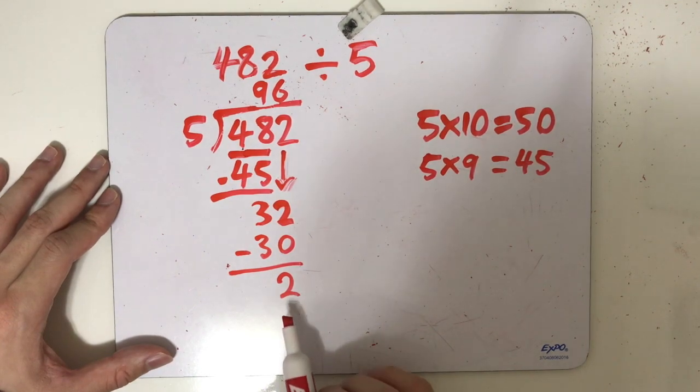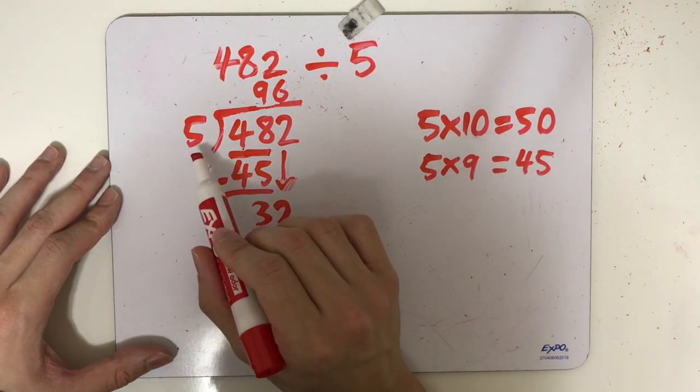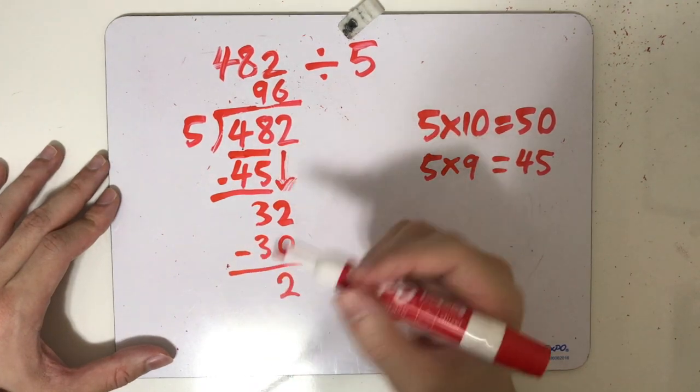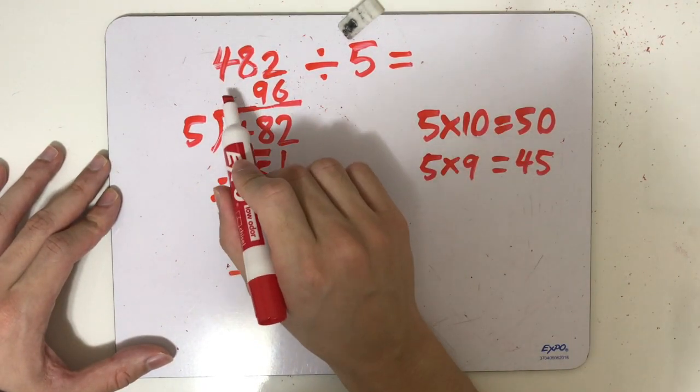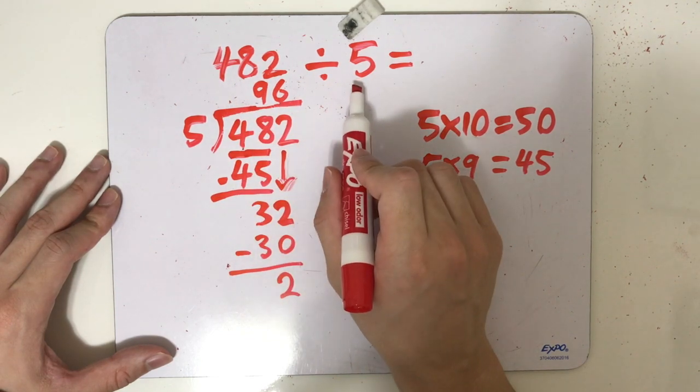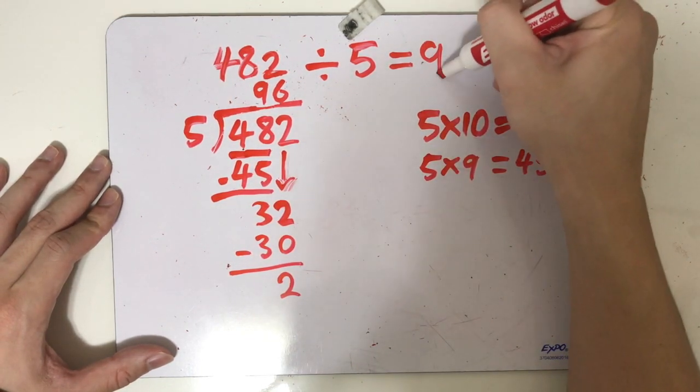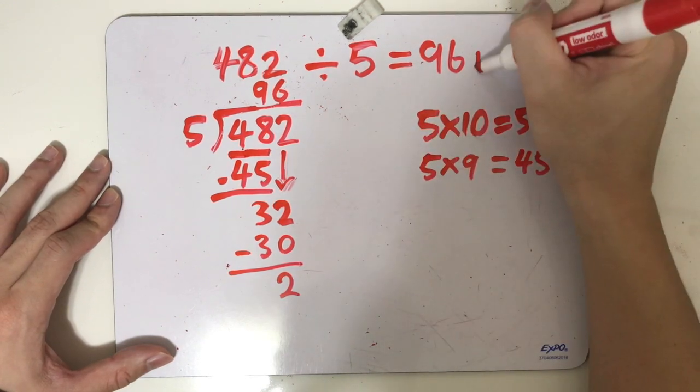And we notice that number 2 is less than our divisor, the number 5, which means we should be finished our problem. So the answer to 482 divided by 5 is 96 with a remainder of 2.